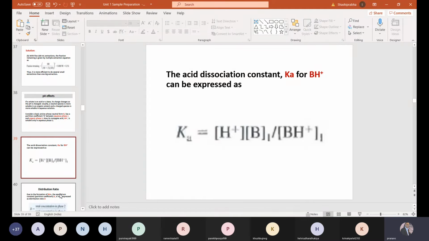So BH+ now is an acid, and therefore the equilibrium constant for this would be Ka, which is known as the ionization constant. And that is given by a simple expression: Ka is equal to the concentration of H+ ions into the concentration of the neutral base B, divided by the ionic species, that is BH+. Now everything occurs in the aqueous phase because it is an ionic species.